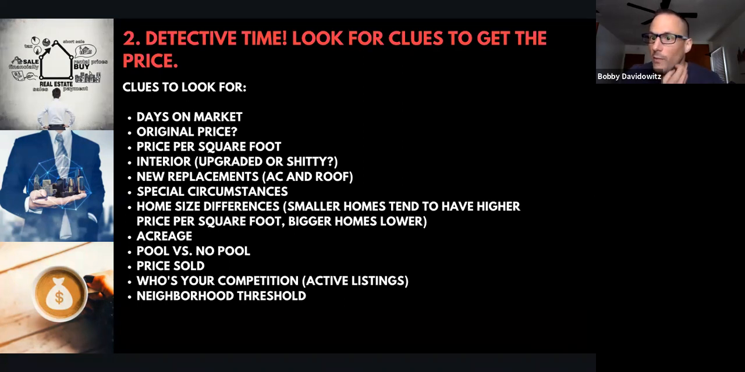Obviously, the price sold. My best indicator of price per square foot or what things are selling for are the actual properties that sold. But I also look at the competition. I look at active listings. I'm not just looking at what's sold. I'm looking at what your competition is.